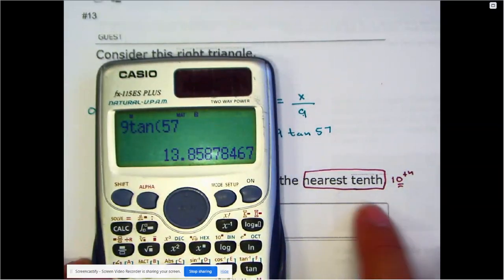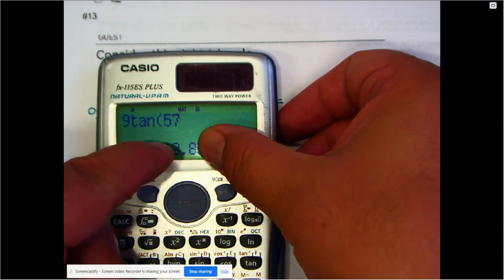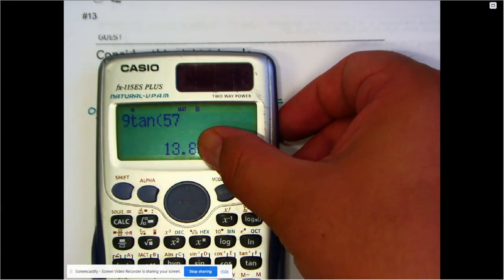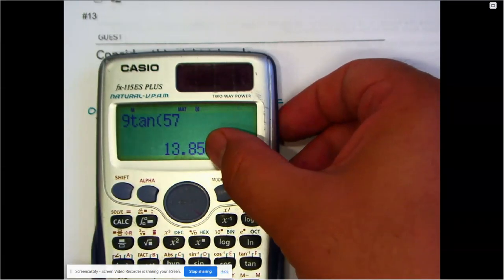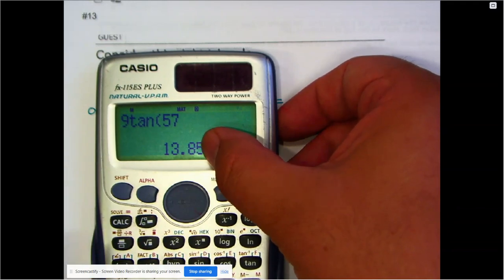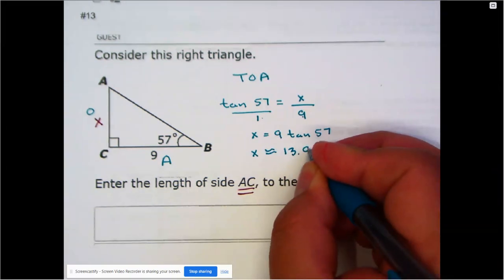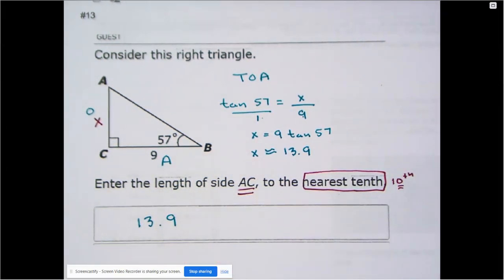Now remember, they said nearest 10th, so I got to block it off right here. So my options are 13.8. Well, what's the number after 13.8? 13.9. That's the next number on the list. So it's either 13.8 or 13.9, and let's see. Because that's a 5, we are rolling it up to a 13.9. There's our answer right there for that box. A lot of SOHCAHTOA on SBAC. A lot of it. All right, let's see the next question, or last two questions.